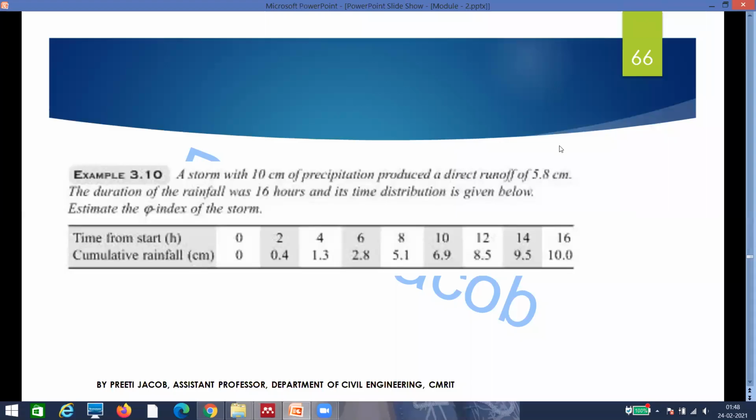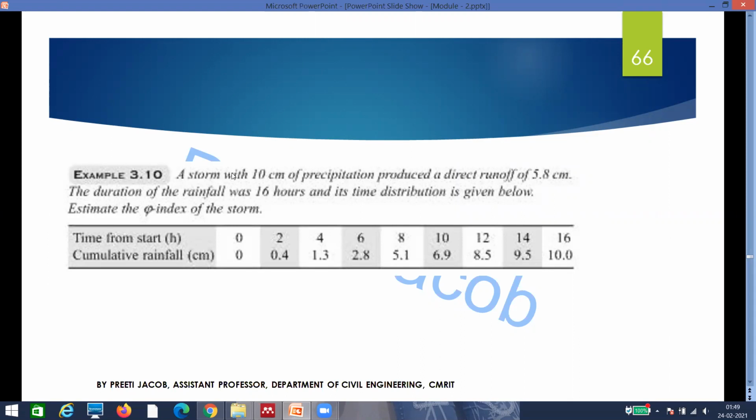Hello everyone. Today we'll do problems related to finding phi index and W index. So we'll do two problems. The first one is a trial and error method where you can clearly understand how to go about this problem. And the second one is a problem which is given in the university. So I'll read out the problem.